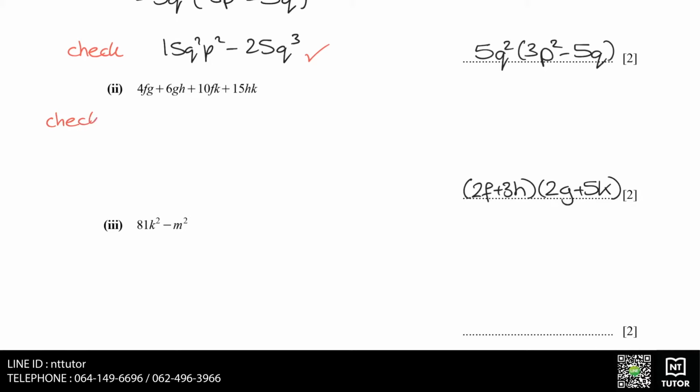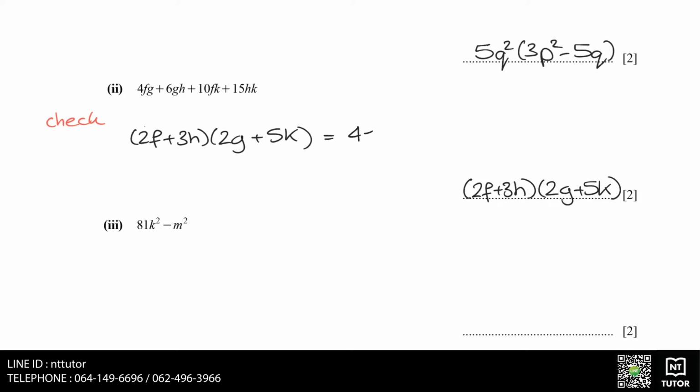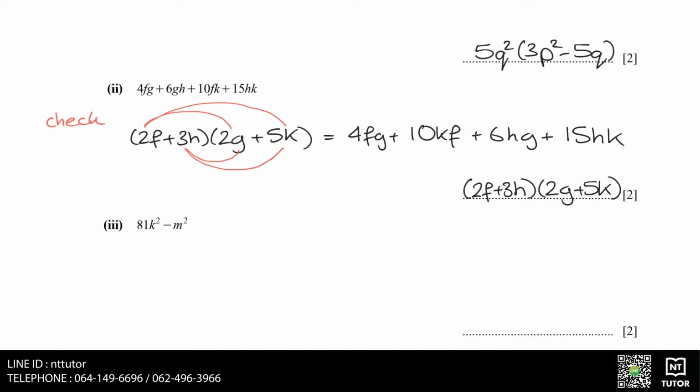To check our answers for these factorized questions, all you need to do is expand the brackets and see if you get the same thing that you started with.